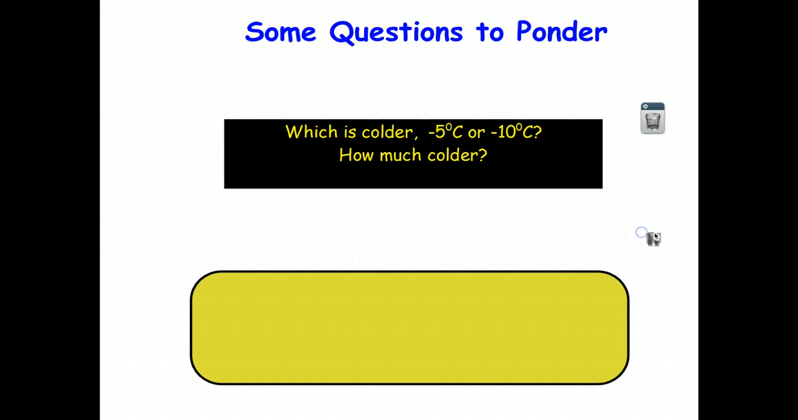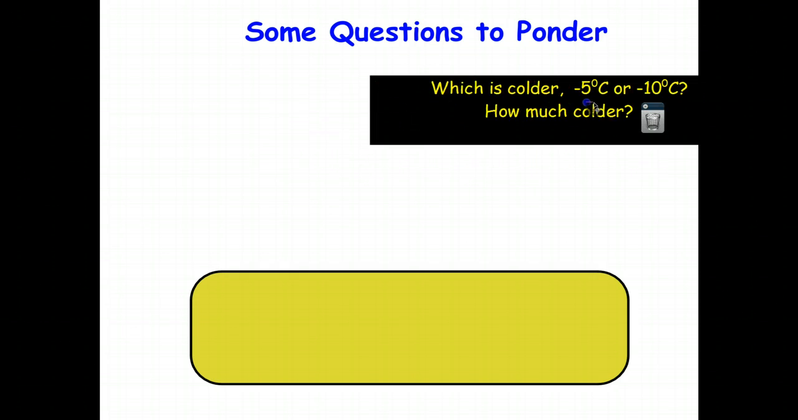So you've got a debt of $300. Which is colder, negative 5 degrees Celsius or negative 10 degrees Celsius? Well, negative 5 degrees Celsius is 5 degrees below zero. Negative 10 degrees Celsius is 10 degrees below zero. So it's colder if it's 10 degrees below zero than 5 degrees below zero. And if you put these numbers on a number line, negative 10 would be further to the left compared to negative 5.